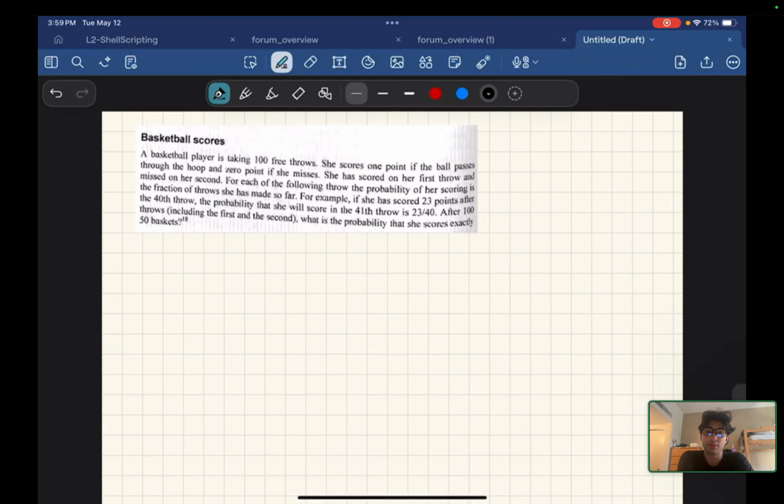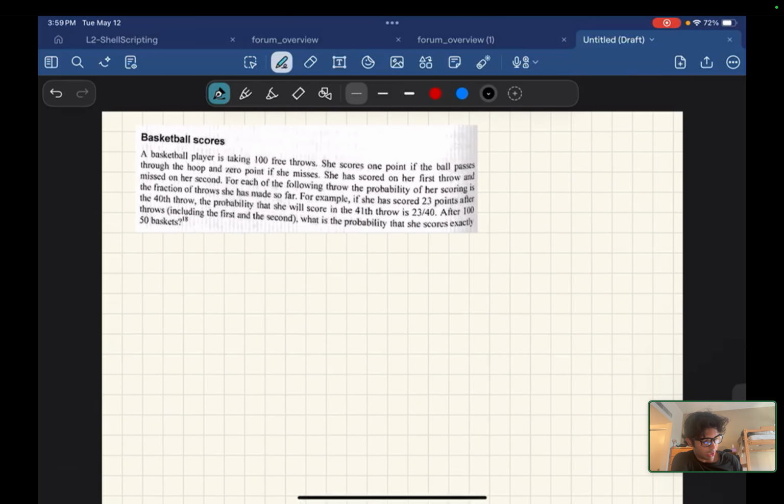For each of the following throws, the probability of her scoring is the fraction of throws she has made so far. For example, if she has scored 23 points after the 40th throw, the probability that she will score on the 41st throw is 23 out of 40. After 100 throws, including the first and the second, what is the probability that she scored exactly 50 baskets?